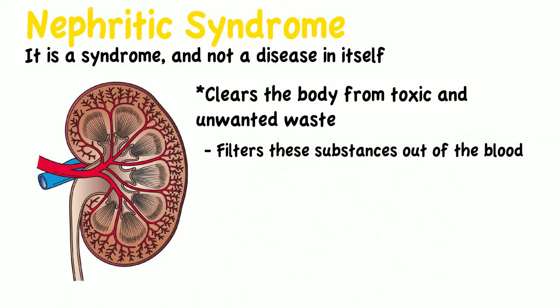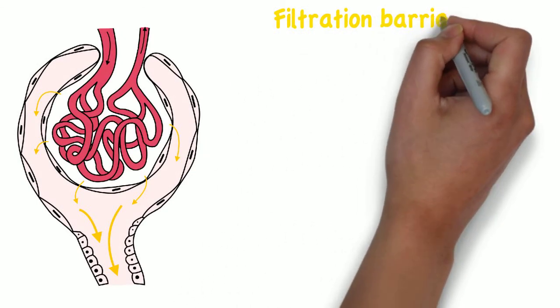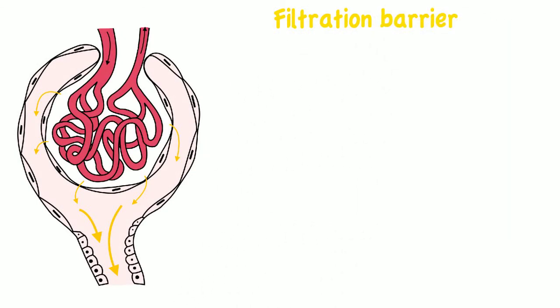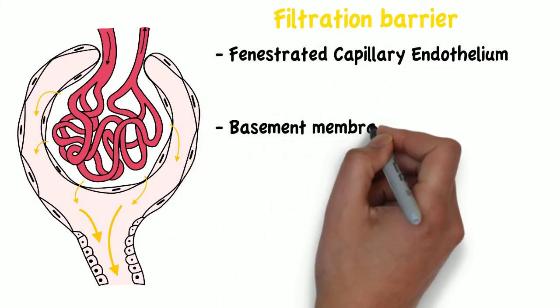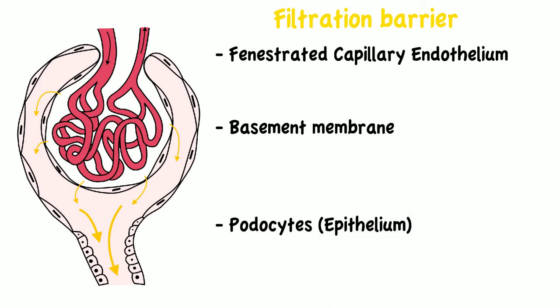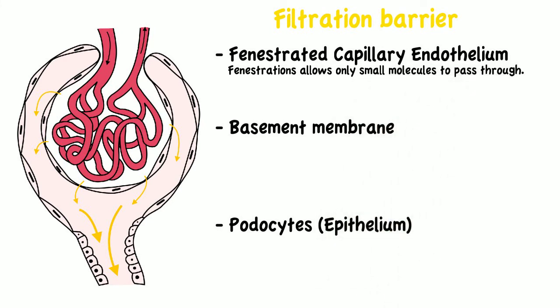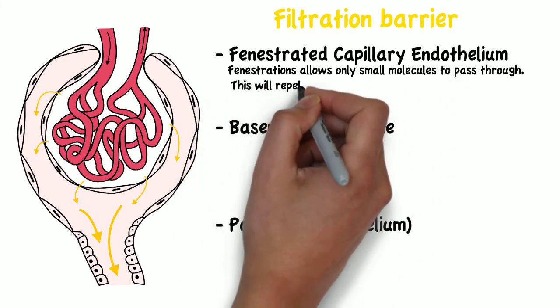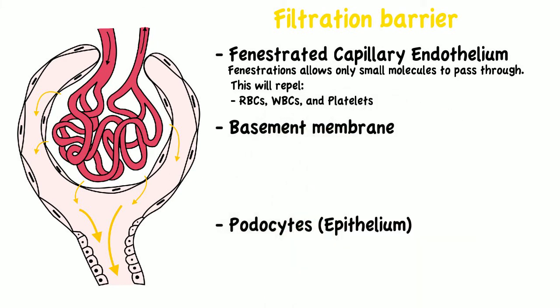So, in the glomeruli of the kidneys, we have the filtration barrier. The filtration barrier is made up of three components: the fenestrated capillary endothelium, the basement membrane, and the podocytes, referred to as the epithelium. The fenestrated capillary endothelium has openings, or fenestrations, that allow only small molecules to pass through. This will repel red blood cells, white blood cells, and platelets, preventing them from being excreted in urine.